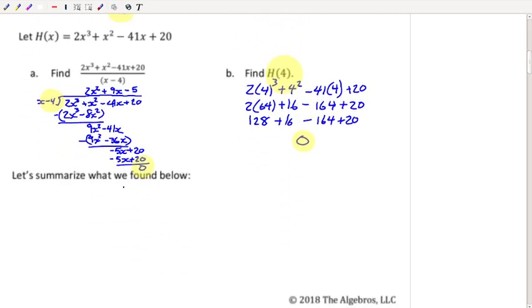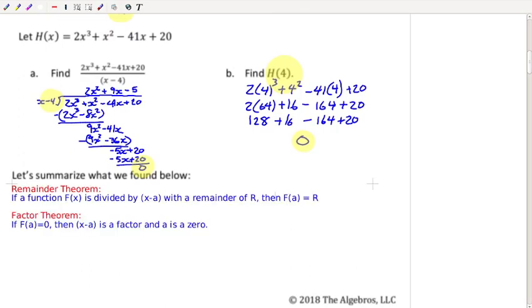So let's summarize below what we found out. So we've got two things. We've got what we call the remainder theorem, and we've got what we call the factor theorem. So the factor theorem is really just a special case of the remainder theorem. It says if a function f of x is divided by x minus a, so in other words, x minus 4, 4 would be a, with a remainder of r, then f of a, remember 4, a was 4, a was not negative 4 because I'm subtracting a, then f of a equals my remainder.